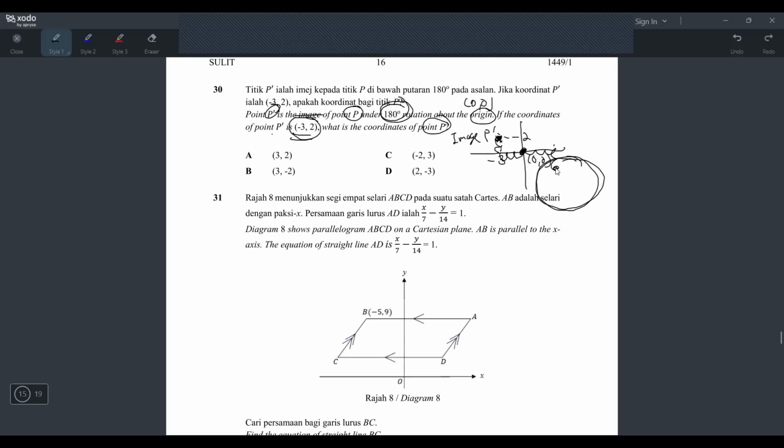And what will be this coordinate? It will be 3, because when you baca x coordinate, it will be positive 3. And then the y coordinate will be negative 2 because you turun 2 just now. So it will be (3, negative 2) and the answer is B.